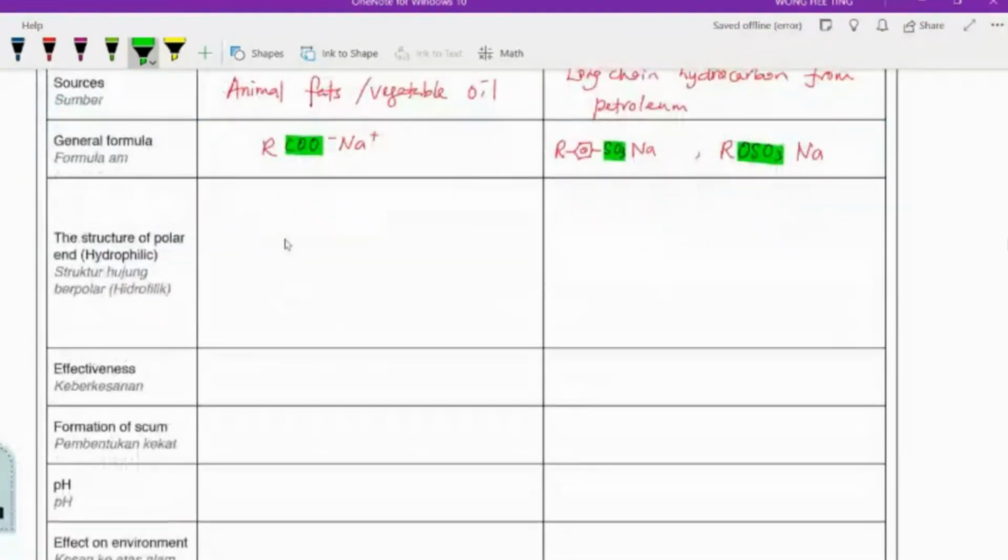So the hydrophilic structure will be like this. There are two structural formulas for the hydrophilic head.